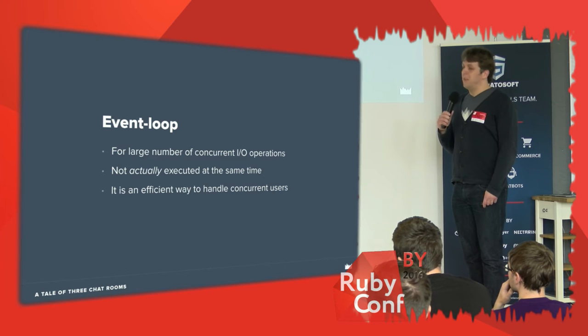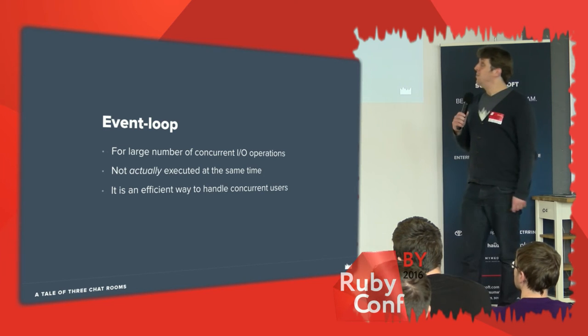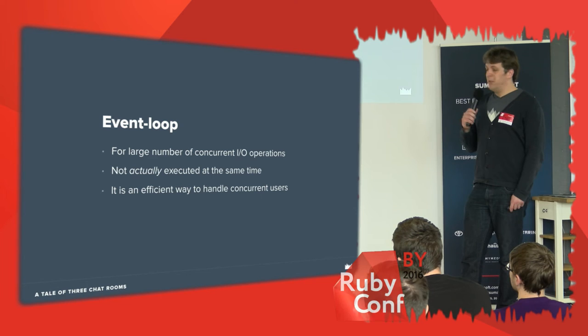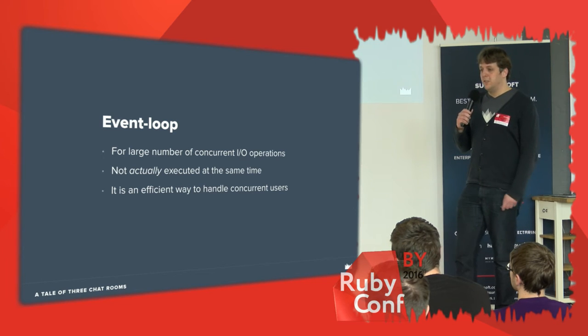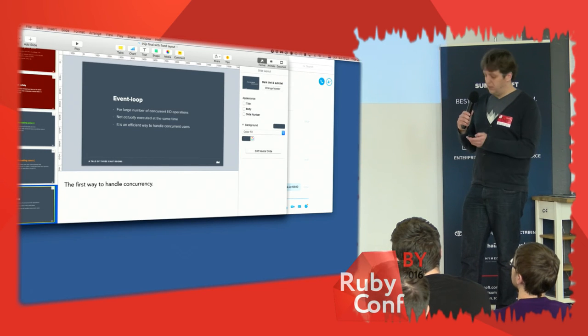So finally, we arrive at the event loop model. This is great if you have a large number of concurrent I/O operations. And the funny thing about an event loop is that it's not actually concurrent. It kind of fakes concurrency by just doing small things very fast in a row.